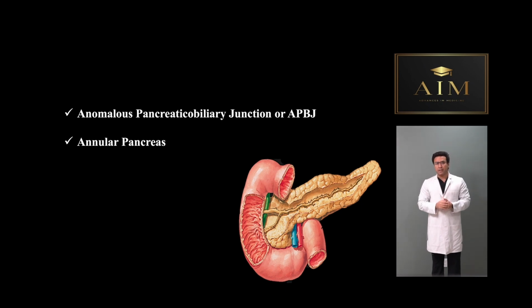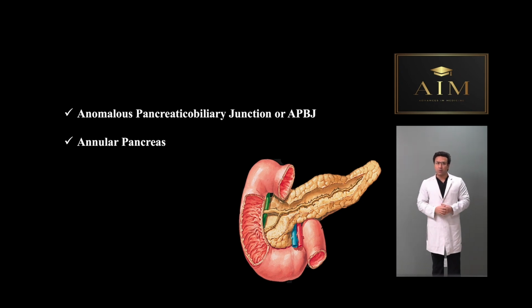Neonates with annular pancreas often have associated conditions like tracheoesophageal fistulas and congenital heart defects, which are sometimes linked to aneuploidies like Down syndrome. Notably, pancreatico-biliary neoplasms are more prevalent in patients with an annular pancreas.